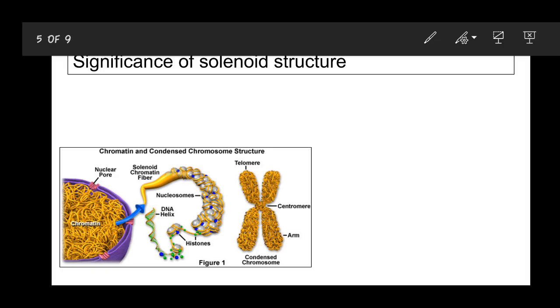Is that clear? In every cell there are genes. We have 23 chromosomes, and in all the 23 chromosomes there are genes which produce different kinds of enzymes, different kinds of proteins, different kinds of protein hormones, etc., which are required for our body.